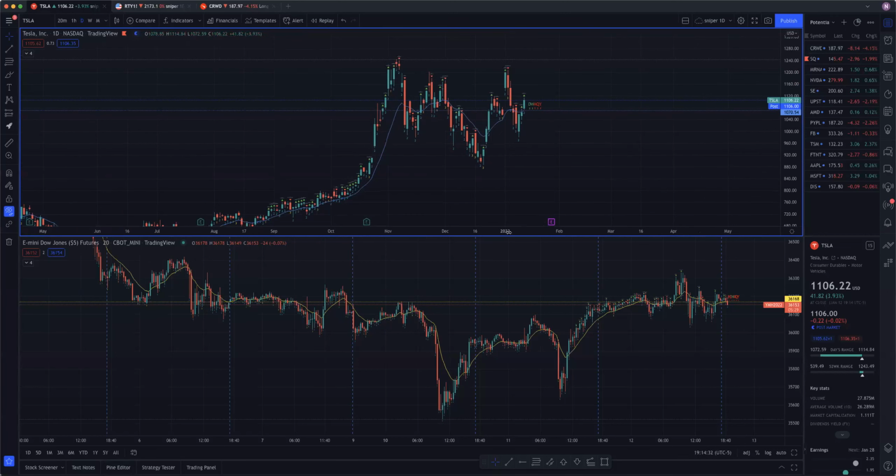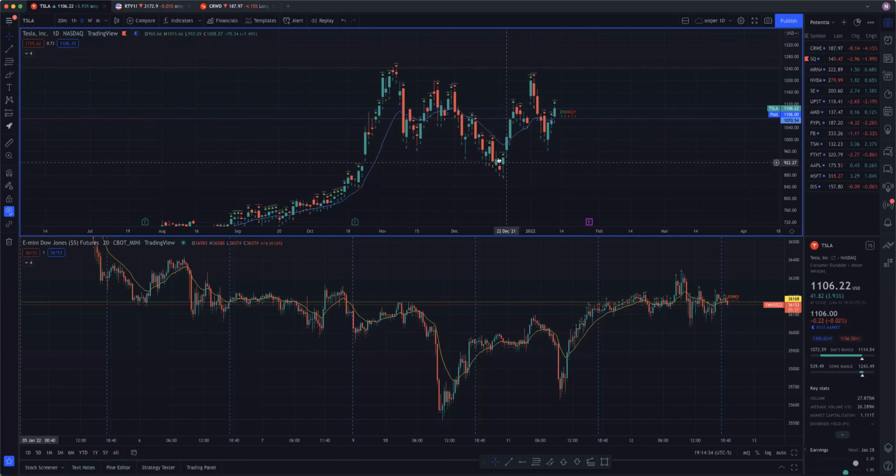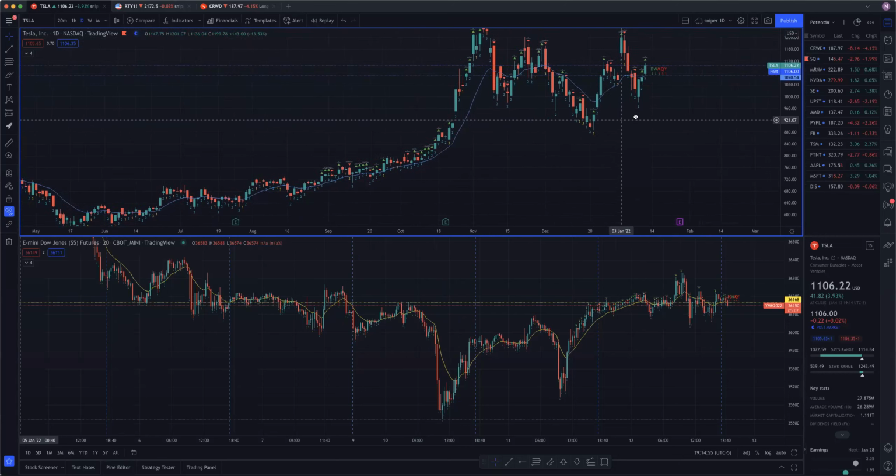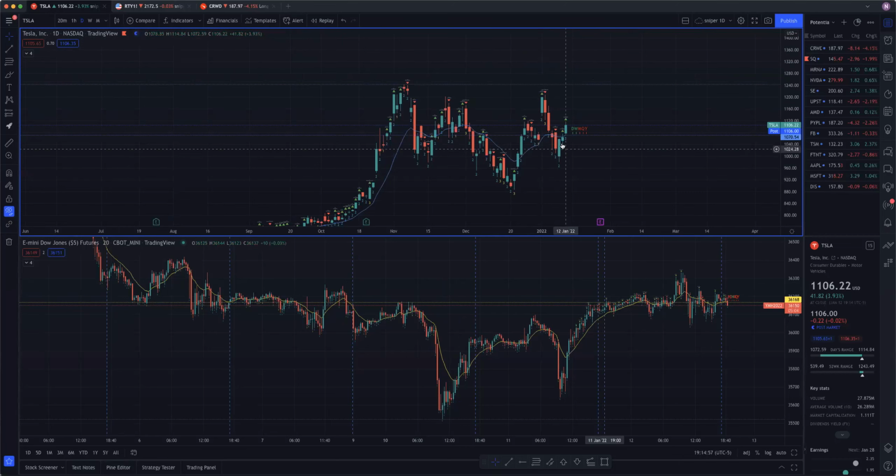So for example, Tesla, right? Everybody knows about Tesla. I know on a good day Tesla can range like 50 points. On a crazy day, Tesla can go like 100, right? We've seen that happen before. On a low volatility day, we know Tesla can move at least 10 to 20, right? And how do I know that? I've just been watching Tesla for more than 2 years. The more you watch the stock, the more you know how much it could possibly move.